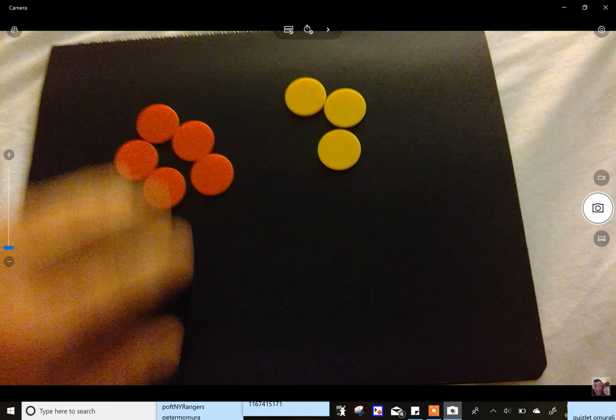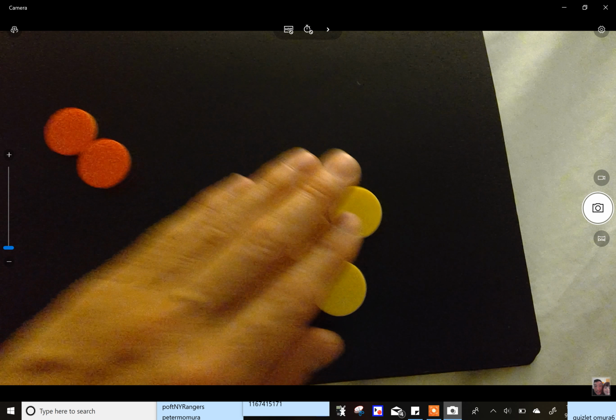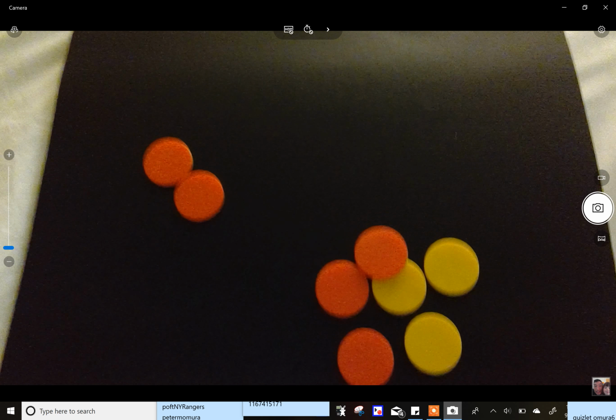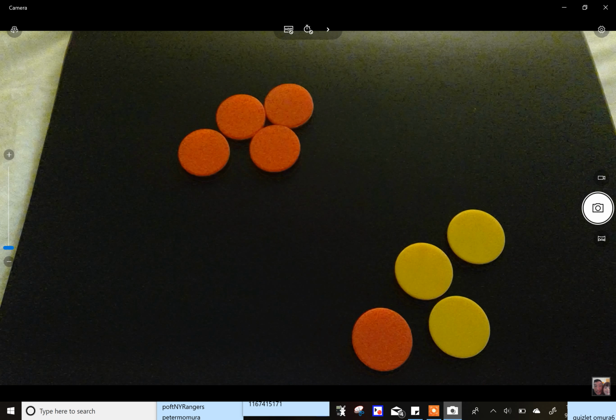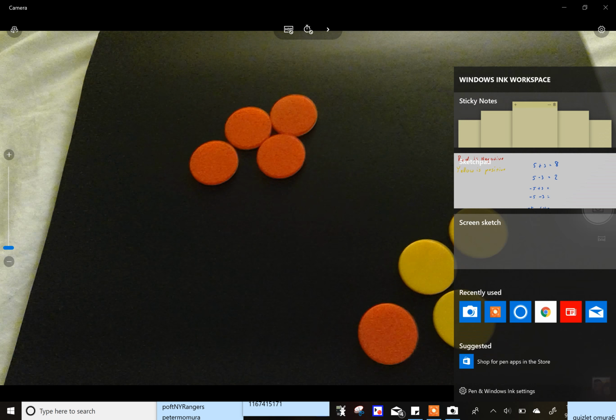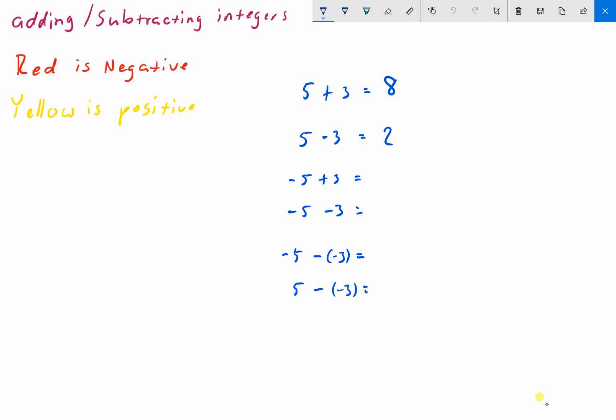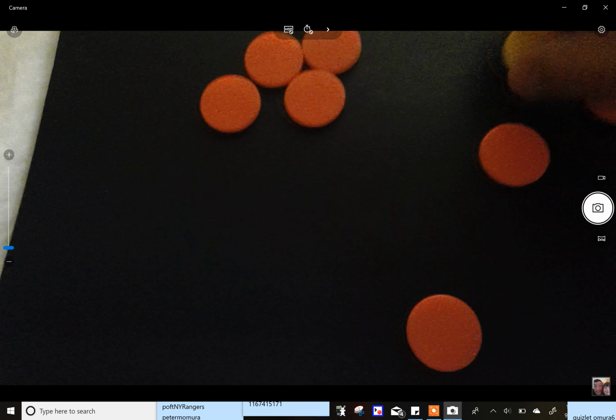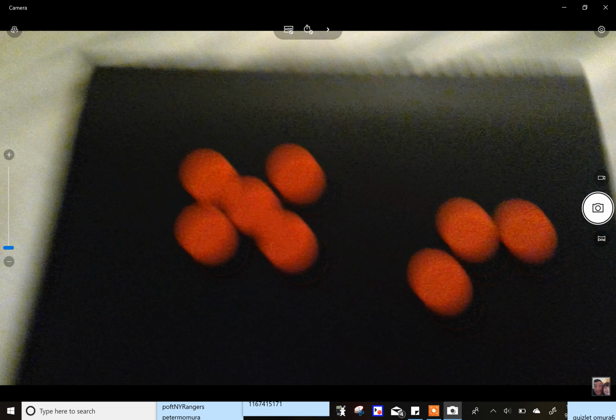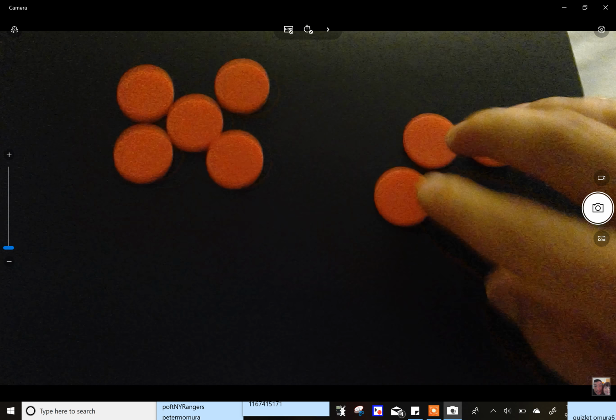Well, once again, these 3 and these 3 go away. And so I'm left with 2 negatives, right? And so a negative 5 and a positive 3 will leave me with 2 negatives. If I had negative 5 and a negative 3, well, this should make sense now. It should start to make sense. If I had 5 negatives, as I do here, and I have 3 negatives, I have 8 negatives.